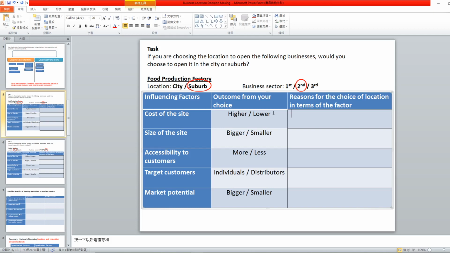All right. So Rachel, are you here? Hi. So for the first row here, what's the outcome from this? The cost of the site, if you are setting up the factory in a suburb area, is it going to be lower? Lower? Yeah, lower, right. Okay, because, why, Rachel?